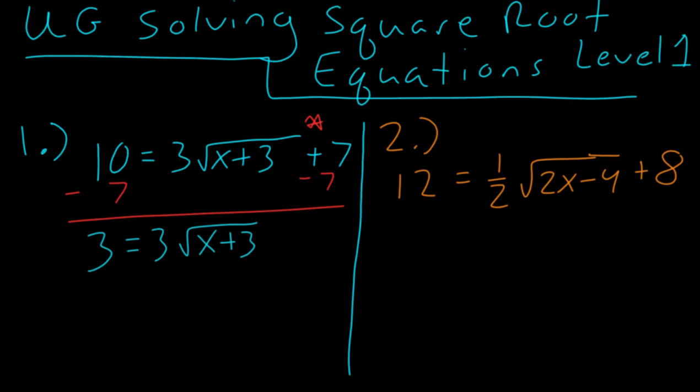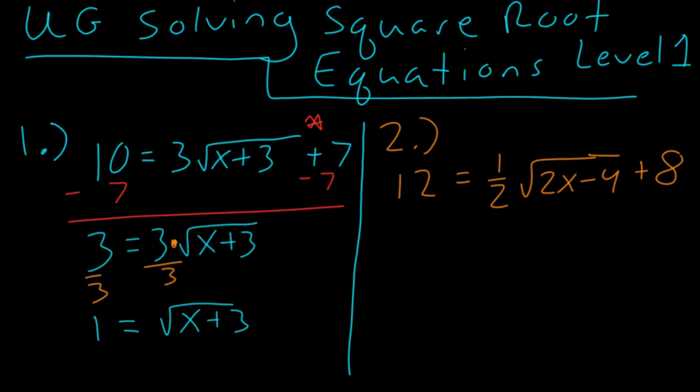Now from here, notice that the square root is not by itself. So I look and I say, well, the 3 is right next to the square root. When two things are side by side, they're being multiplied. And to get rid of the multiplication, I divide both sides by 3. This now gives me 3 divided by 3, which is 1, equals the square root of x plus 3.